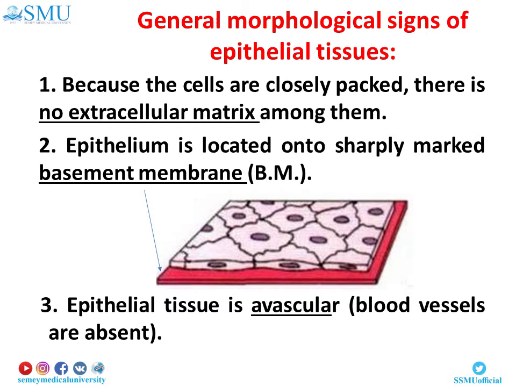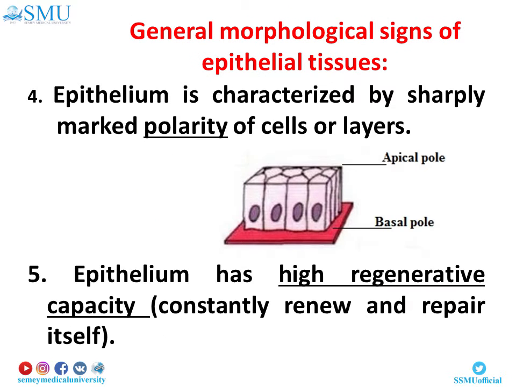General morphological signs of epithelial tissues. Because the cells are closely packed, there is no extracellular matrix among them. Epithelium is located onto sharply marked basement membrane. Epithelial tissue is avascular, blood vessels are absent. Epithelium is characterized by sharply marked polarity of cells or layers. And epithelium has high regenerative capacity.